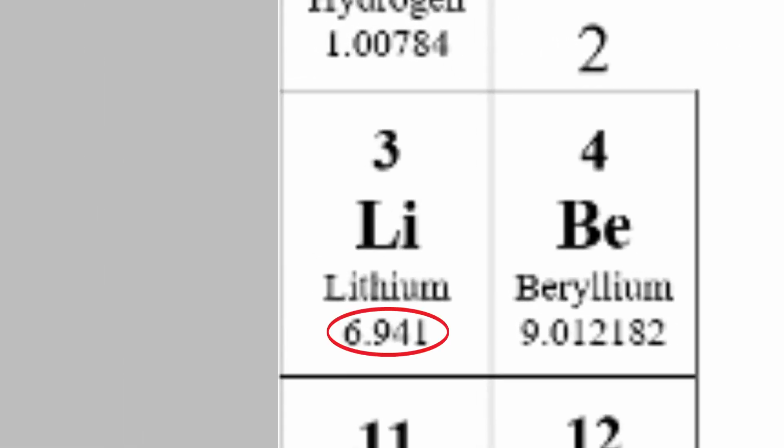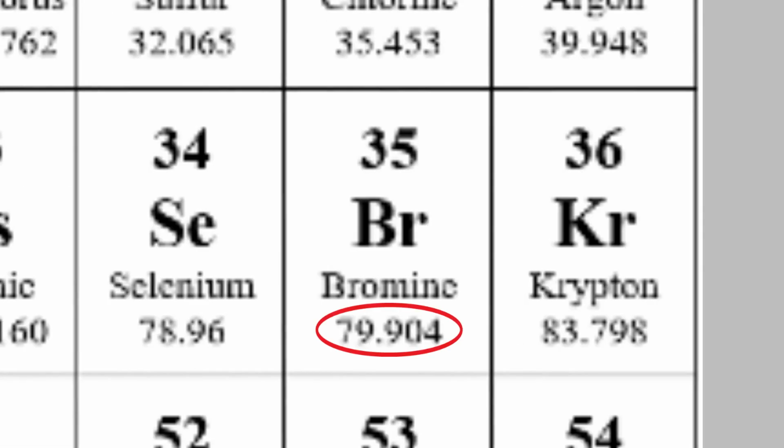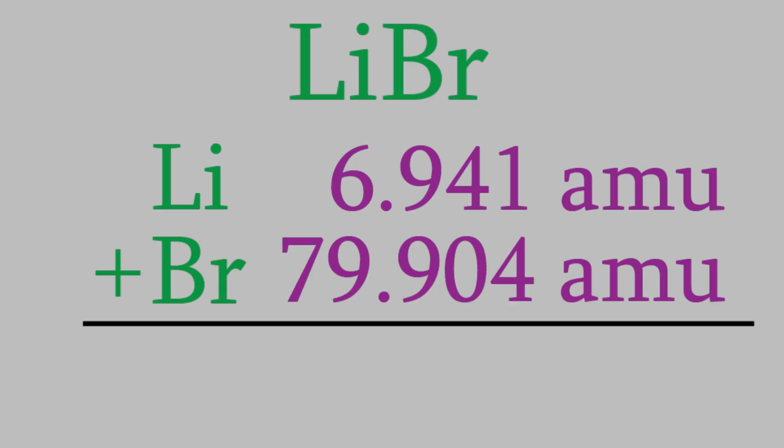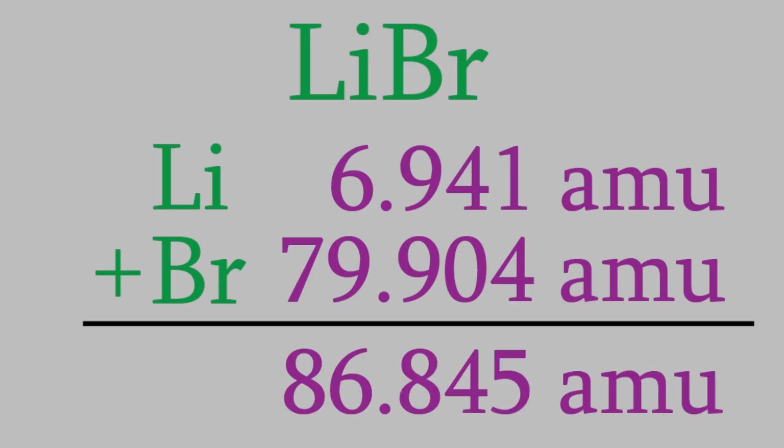For example, we get the mass of lithium bromide by adding together the mass of lithium, which is 6.941 atomic mass units, or AMU, and bromine, which is 79.904 AMU. When we add these together, we get 86.845 AMU.